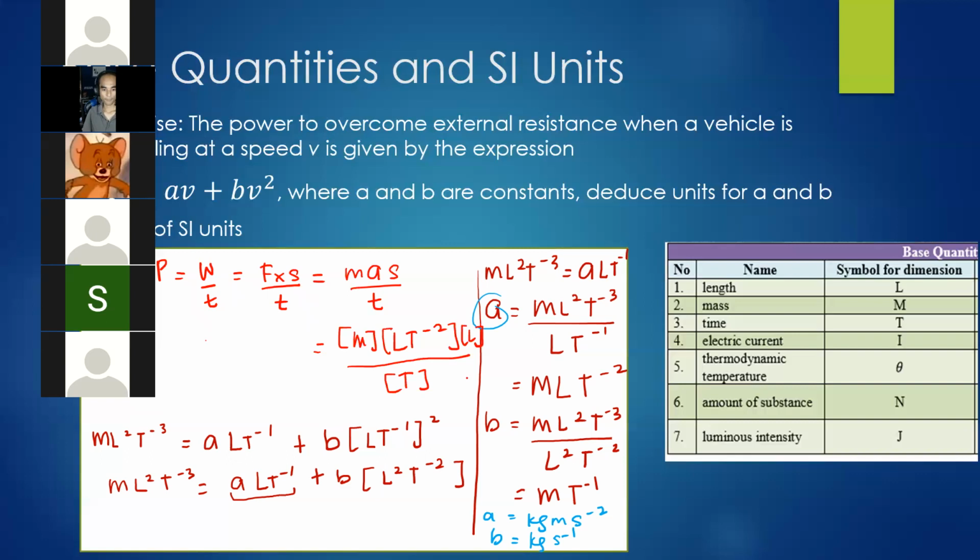Sir, can you see on the screen there? Yes. If you do the working, you end up with M L squared T negative 3.